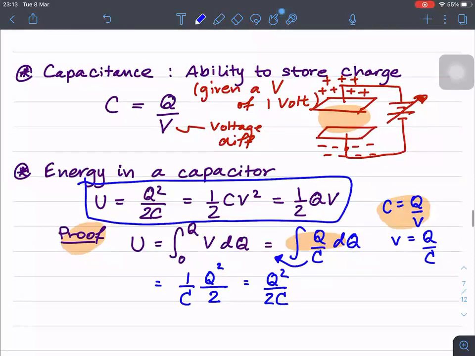Okay, so let's summarize what you see from this board again. The capacitance is the ability to store charge. When you give the potential difference of 1 volt, we ask how much charge is stored on the plate, and that is the capacitance. And not only storing charge, the capacitor also holds potential energy, and the potential energy can be calculated from these formulas.